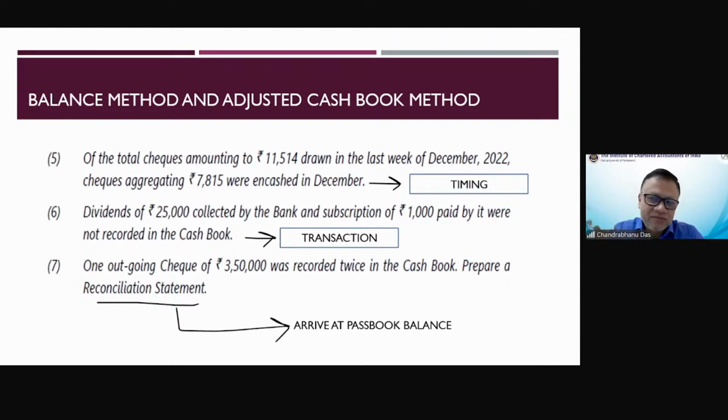We know there is one timing difference. We know that there are some transaction differences. Now we have to sort it out to arrive at the passbook balance. Now from the cash book, when I'm going into the passbook, I have to leave all the cash book records and accept all the passbook records. In the meanwhile, there are some errors in the cash book, so those errors have to be dealt with. Now, how am I dealing with these errors? Let us see.